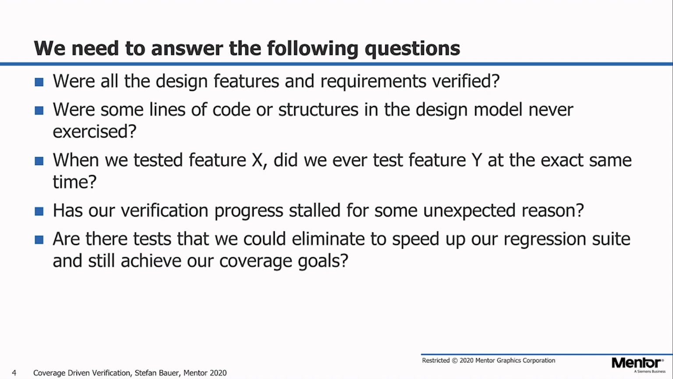During a project, you or at least one of your colleagues need to answer the following questions. Were all the design features and requirements verified? Were some lines of code or structures in the design model never exercised? When we tested feature X, did we ever test feature Y at the exact same time? Has our verification progress stalled for some unexpected reason? Are there tests that we could eliminate to speed up our regression suite and still achieve our coverage goals? I assume that all of you needed to answer at least one of these questions.